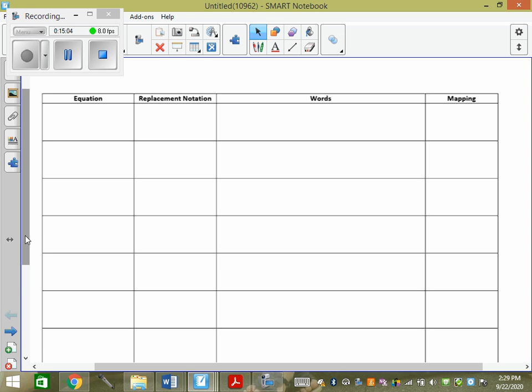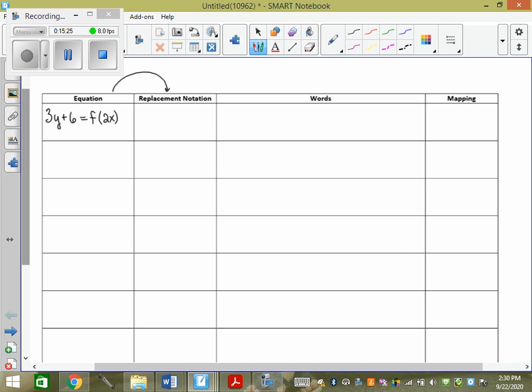So the first one we'll start with is I'm going to give you an equation. So it's 3y plus 6 equals f of 2x. Now what you need to know is equation and replacement notation, friends. Words and mapping, besties. They're the exact same. Why do I say that equation and replacement are friends? Because if you have it in y equals, they're not besties.